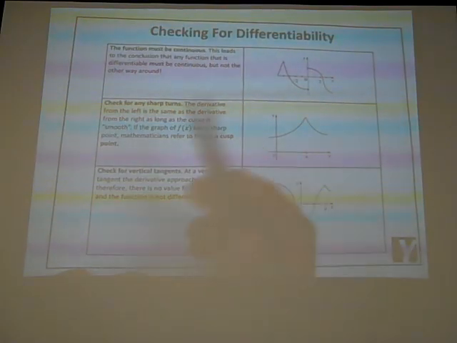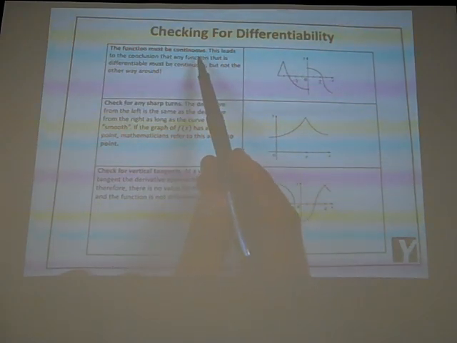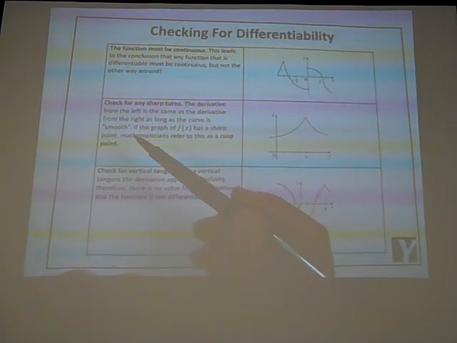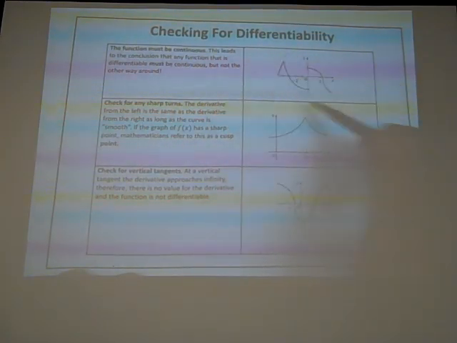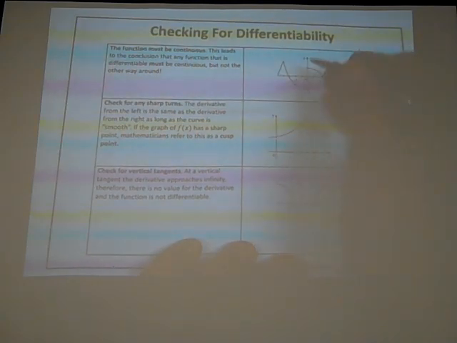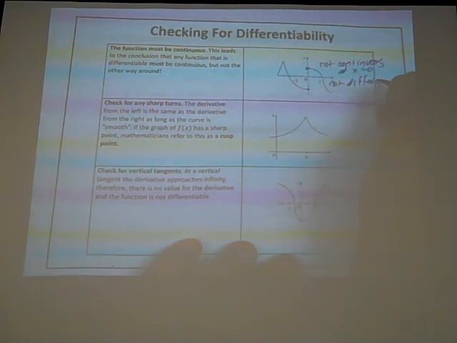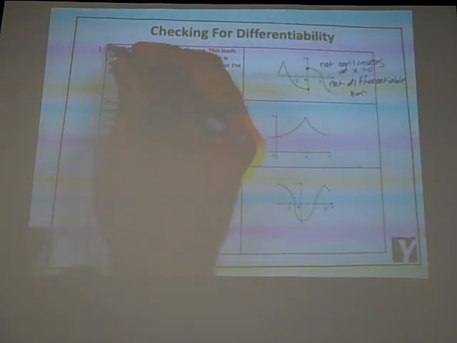So first of all, your function has to be continuous. If the function is not continuous, if you have a hole, if you have a jump, if you have a break, if you have a vertical asymptote, then the function will not be differentiable. So I look at this function over here, and right away I am drawn to x equals 0. I have a point down here. I have a hole up here. The function is not continuous at x equals 0, and since it's not continuous at x equals 0, then automatically that means it's not differentiable at x equals 0. So the first thing we're always going to check for, continuity.